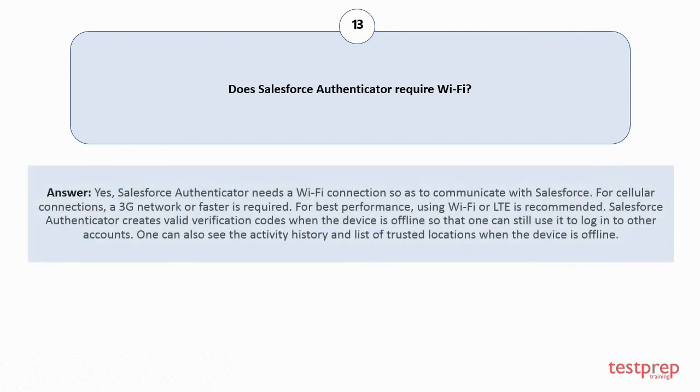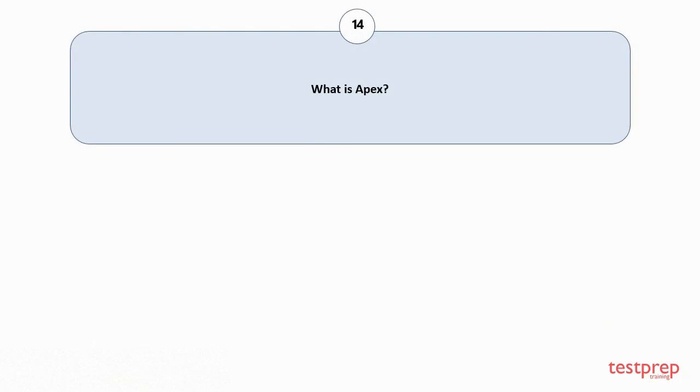Your answer is: yes, Salesforce Authenticator needs a Wi-Fi connection so as to communicate with Salesforce. For cellular connections, a 3G network or faster is required. For best performance, using Wi-Fi or LTE is recommended. Salesforce Authenticator creates valid verification codes when the device is offline, so that one can still use it to log in to other accounts. One can also see the activity history and list of trusted locations when the device is offline. Question number 14, what is Apex?